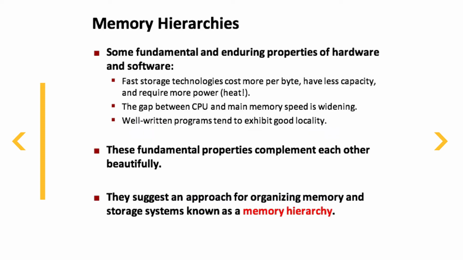So finally, we've got some fundamental and enduring properties of hardware and software that we've just talked about. Fast storage technologies cost more per byte, have less capacity, and require more power, and that translates to more heat, which has its own costs. The gap between CPU and main memory speed is widening, and well-written programs tend to exhibit good locality. We put all those together, right? These fundamental properties complement each other beautifully, because when we put them all together, they suggest an approach for organizing memory and storage systems. And finally, this is what we're talking about when we talk about the memory hierarchy.